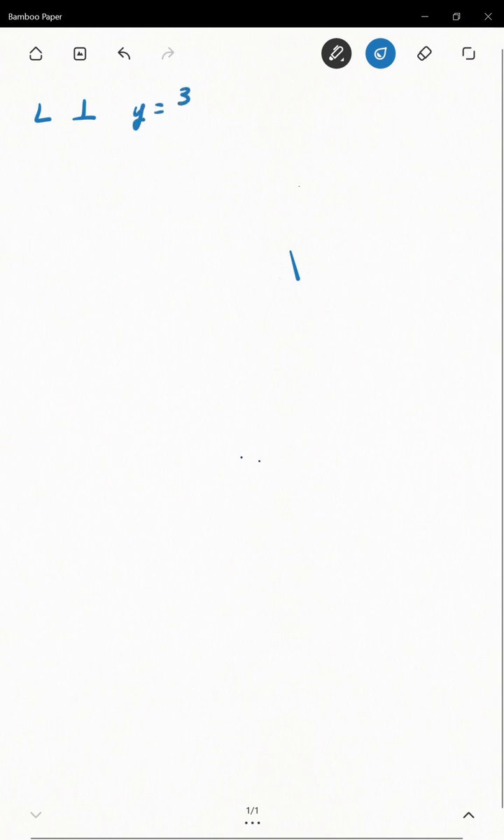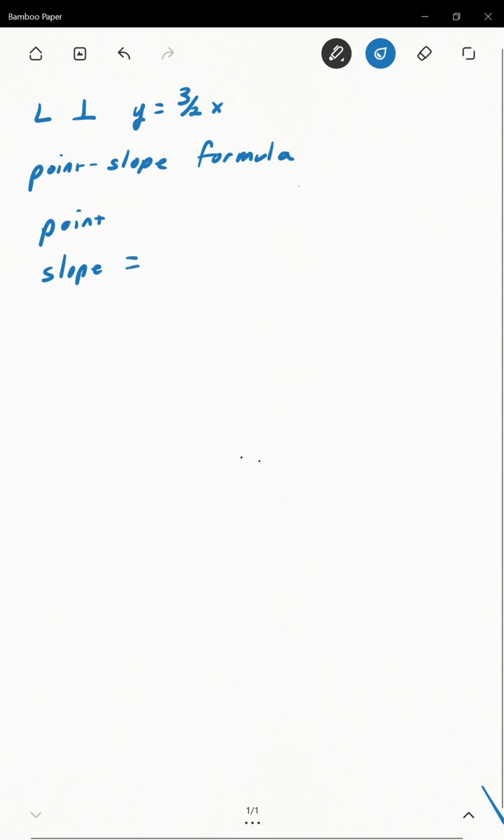So our goal is we want to find the line L that is perpendicular to y equals 3/2 x. In order to get the equation for a line, we're going to use the point-slope formula, which, as the name implies, requires that you have a point and a slope. And if you have those, then you can turn those two things into an equation for a line.